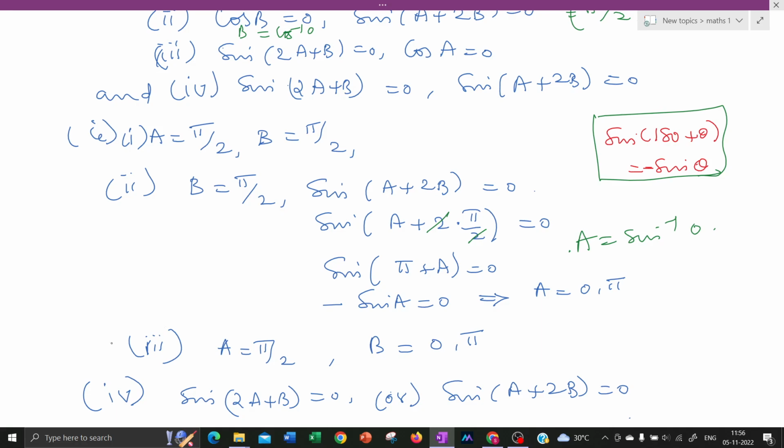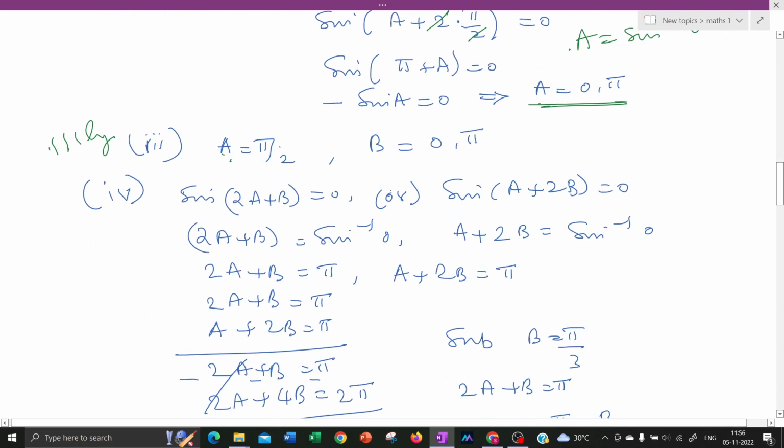Similarly, we can find the third one. Just interchange: a equal to pi by 2, and sin(2a + b) we are going to find. At the time a is pi by 2, b equal to 0 comma pi, because already we got b equal to pi by 2 and then a equal to 0 comma pi. In a similar manner, you have to find that a equal to pi by 2 and b equal to 0 comma pi. This is the third case.